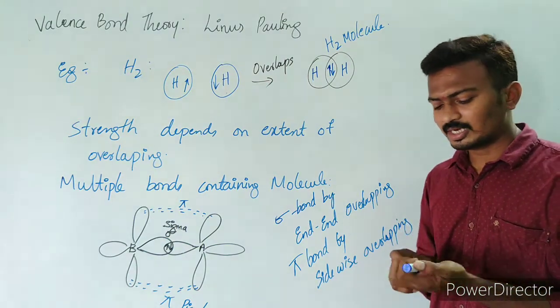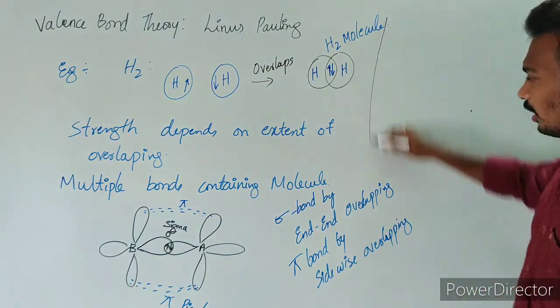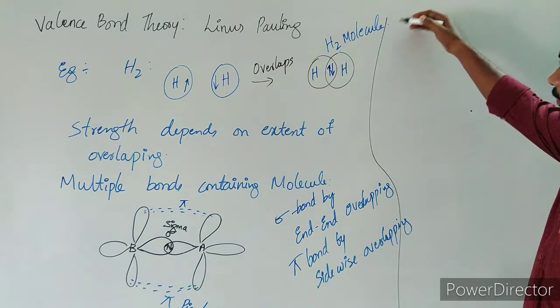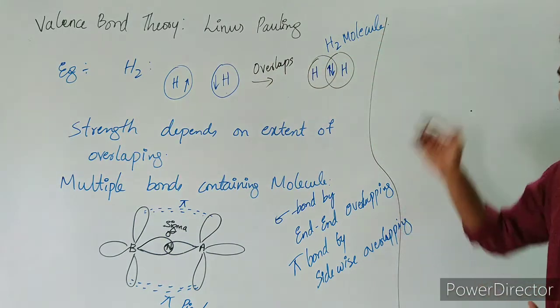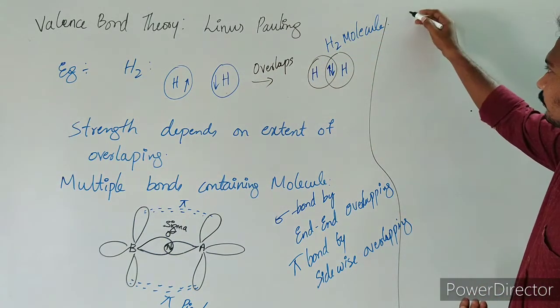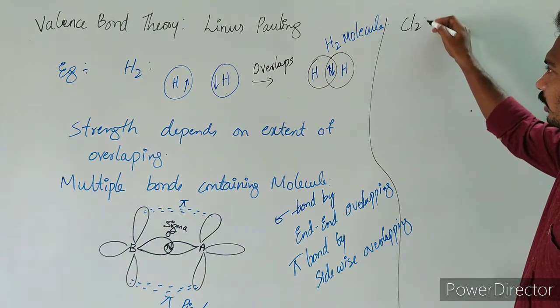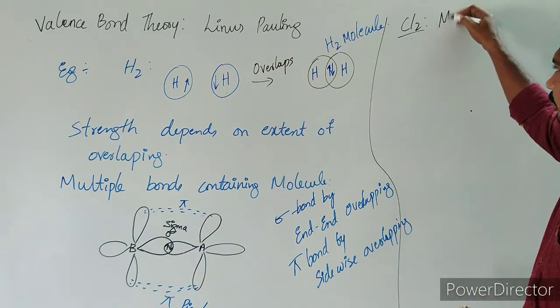Now let us look into the molecules and how they will be formed. We have seen the hydrogen molecule. Now let us see the halogen chlorine, the formation of the chlorine molecule.